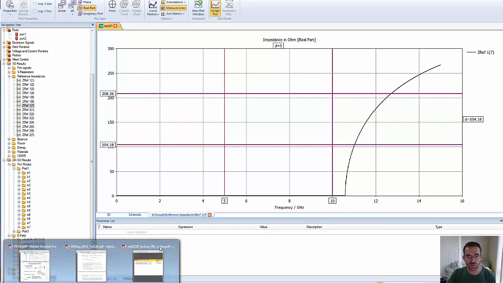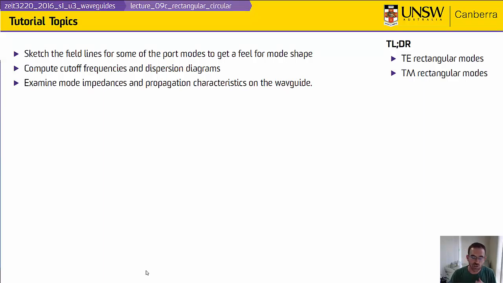Okay, so those are some of the things that we're going to ask you to look at in the tutorial for this particular lecture. Understanding how the mode shapes work, how that relates to dispersion diagrams, and how that relates to mode impedances.